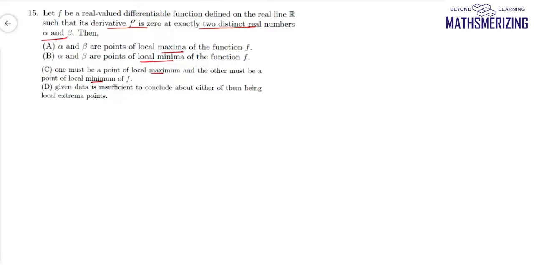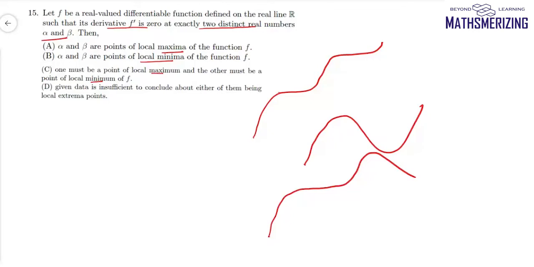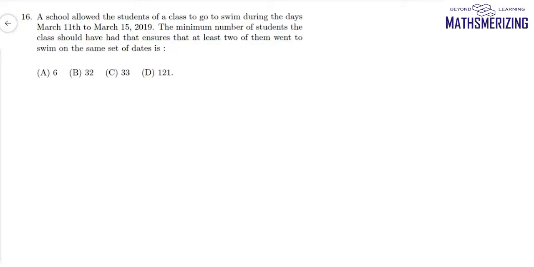So if it is given that the derivative is 0 at 2 distinct points, then these two distinct points may be points of inflection, they may be maxima or minima, inflection or maxima, inflection or minima. So no information can be concluded from the given condition. So it has to be option number D, which is the given data is insufficient to conclude about either of them being local extremum points.